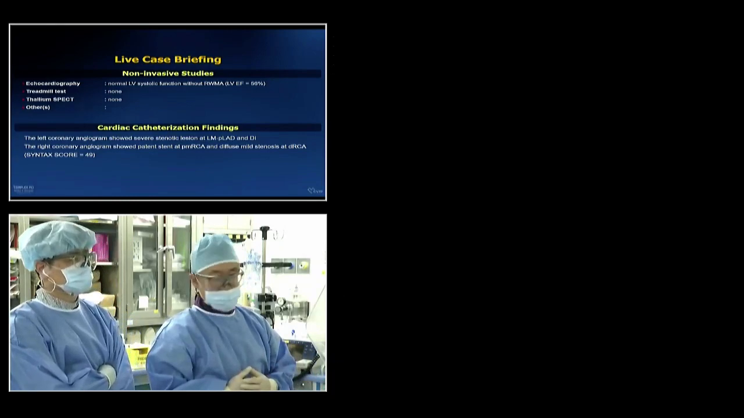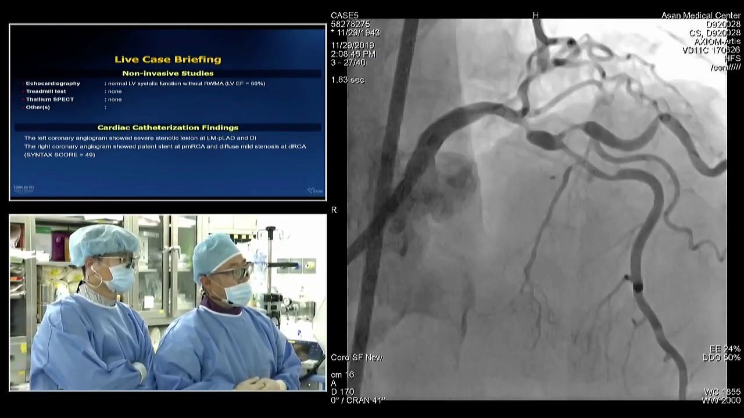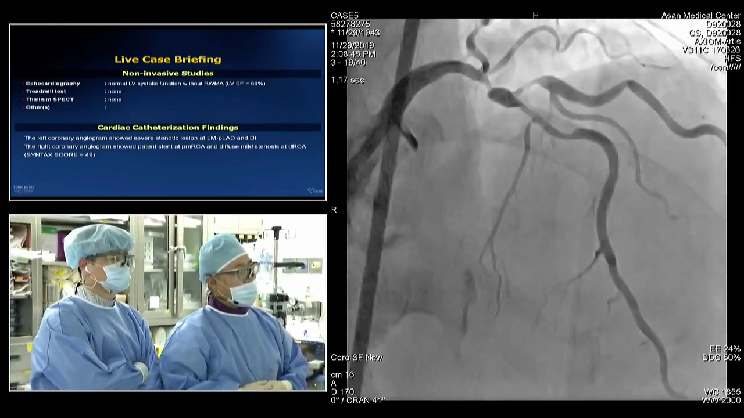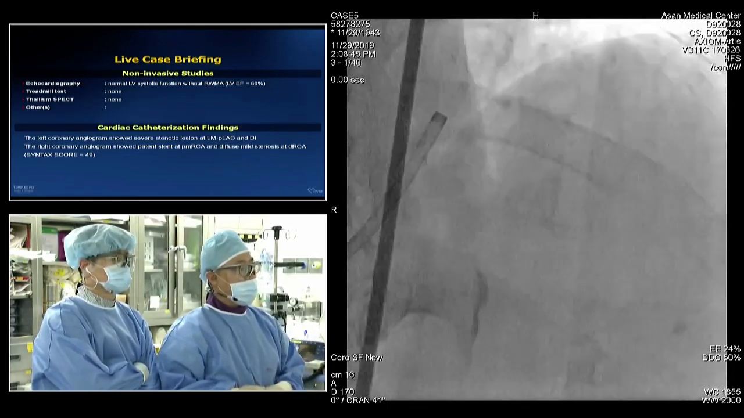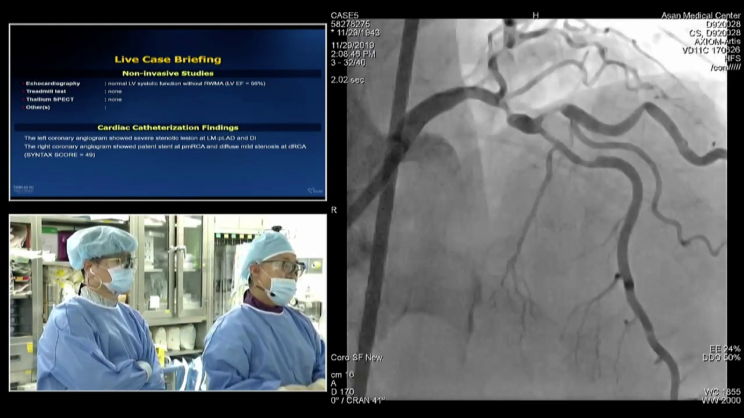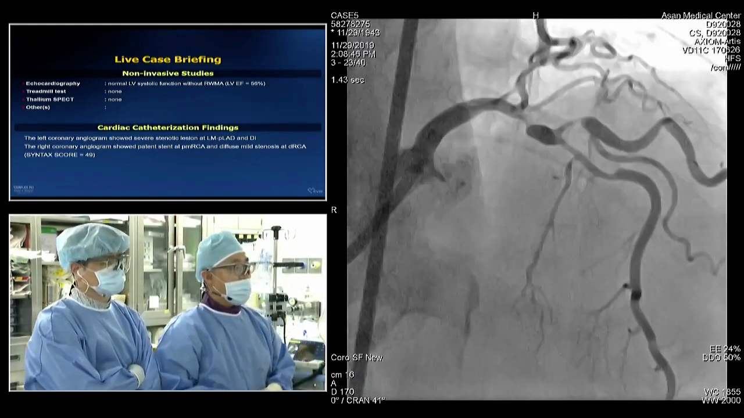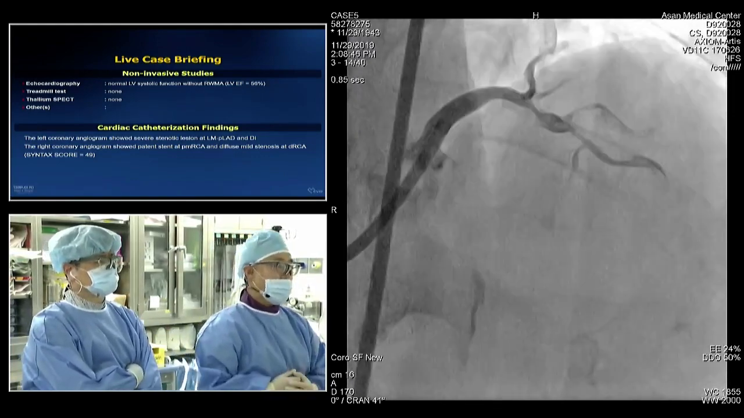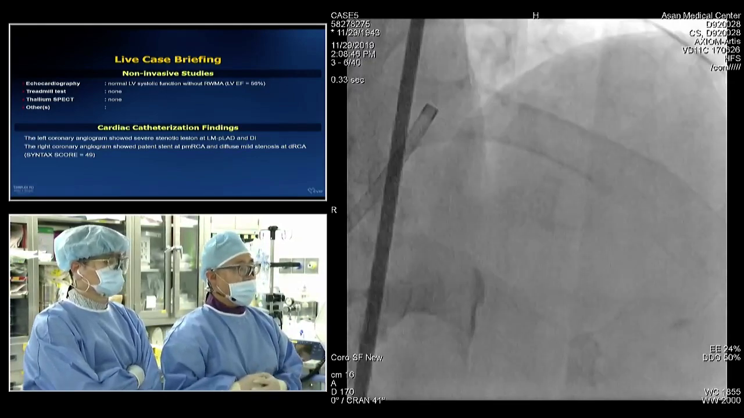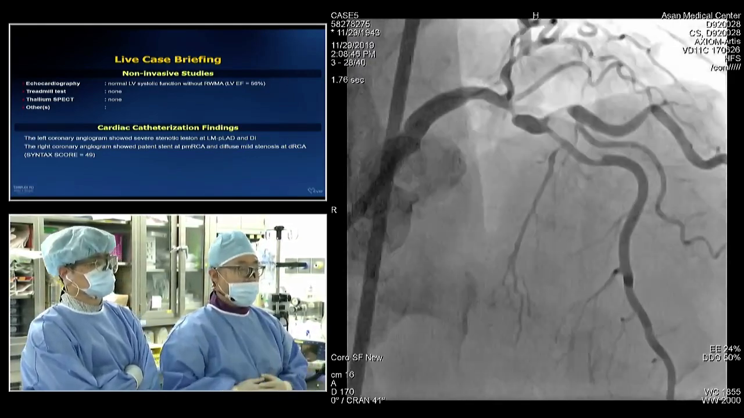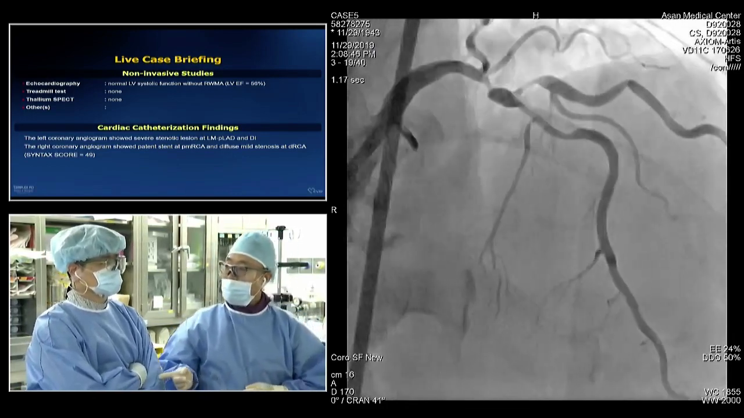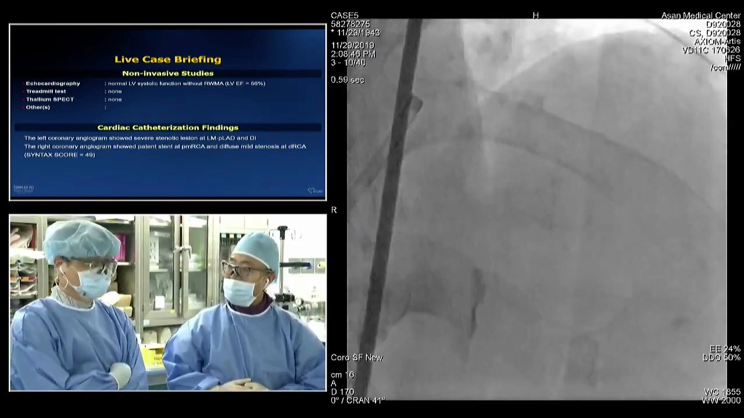The next one is the most dramatic view. We can see a very tight region in the proximal LAD, the diagonal branch is small, and the circumflex branch is also small, so deciding on a stenting strategy is not easy. The syntax score is very high. So the first question is, Dr. Zhou, why did this patient refuse bypass surgery?